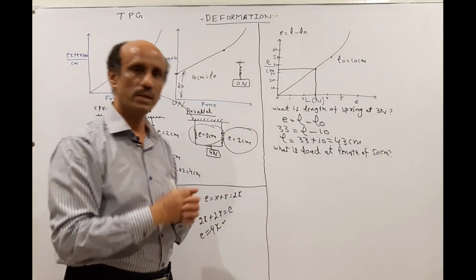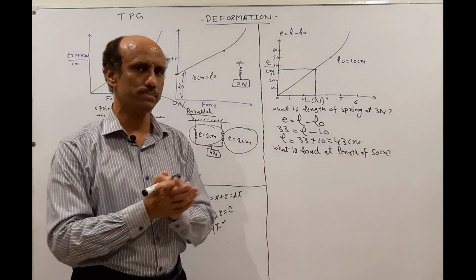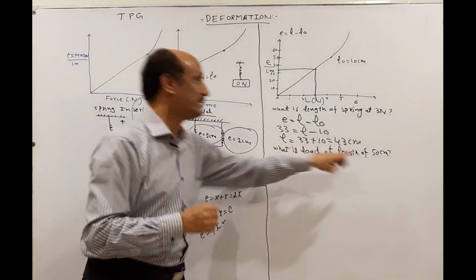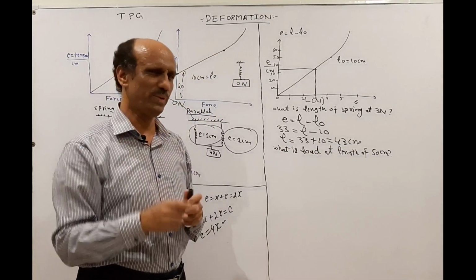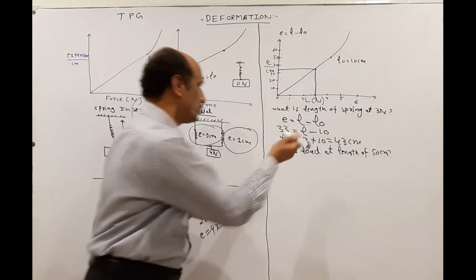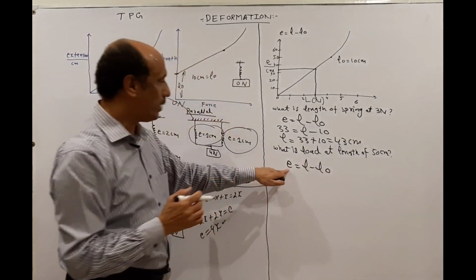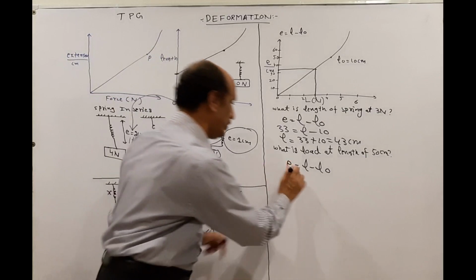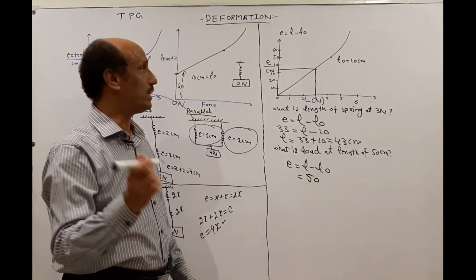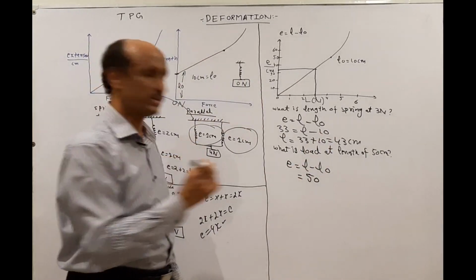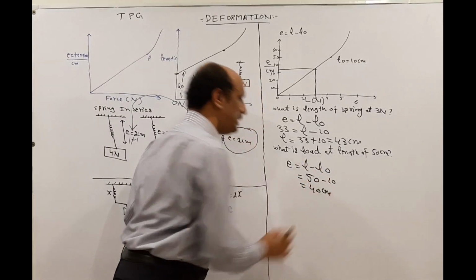Now vice versa. What is given is, what is the load when the length of the spring is 50 centimeter? So keep this in your mind, that this is not the extension, this is the length. So by using the same formula, first we will calculate the extension of the spring. So E is equal to L minus L0. Now we will substitute the given values. The stretched length is given as 50, and the unstretched length given in the question is 10. So the extension is equal to 40 centimeter.